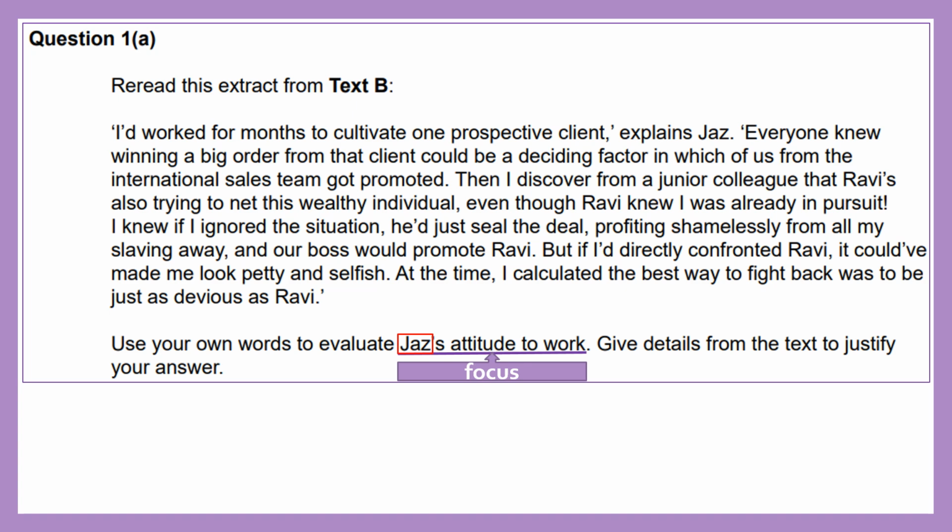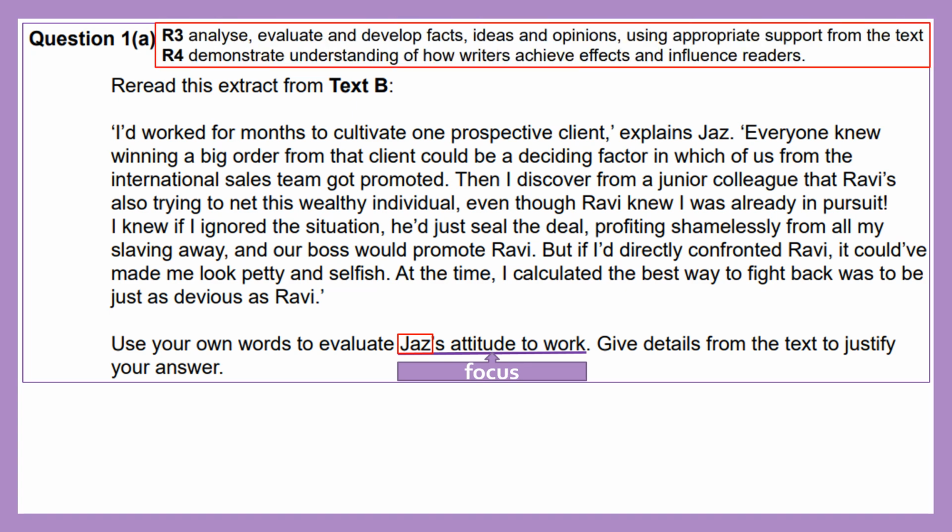This question is aligned with the reading standards 3 and 4, which assess students' ability to analyze, evaluate, and develop facts, ideas, and opinions using appropriate evidence from the text, and to demonstrate how writers achieve effects and influence readers.